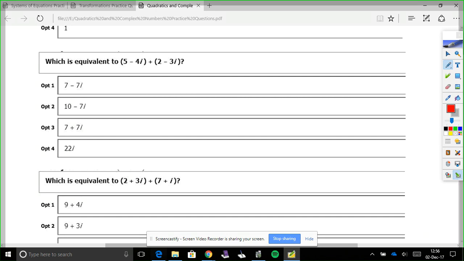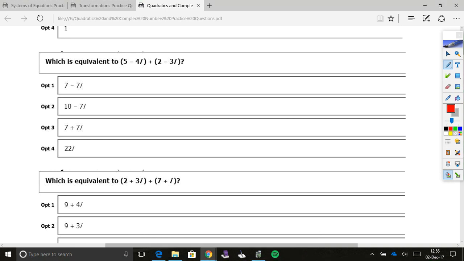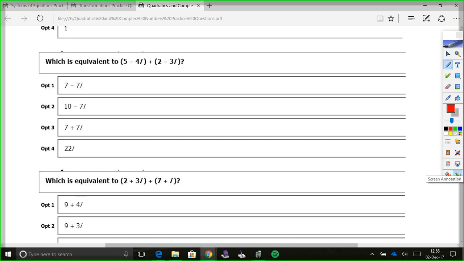I think a lot of people will look at this and they will see the parentheses and think that they're multiplying or need to distribute or something, but that's not the case. You're adding two complex numbers together, so just combine like terms. We're going to have 5 plus 2. That looks confusing, it makes it look like we're multiplying.